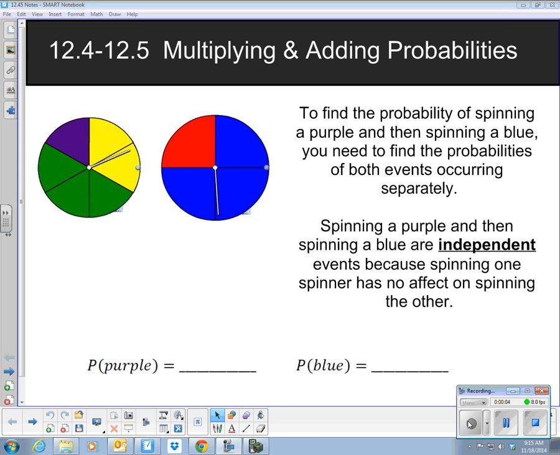Algebra 2, this is 12.4 and 12.5. And for right now, this is going to be the last section of the trimester for you. So this is the last part of Algebra 2A.